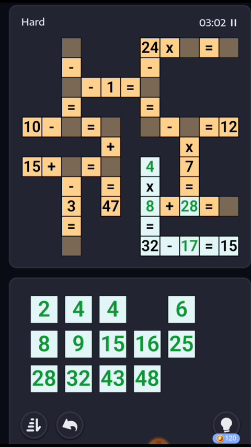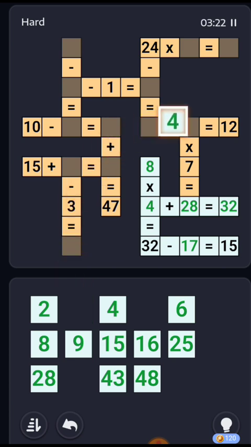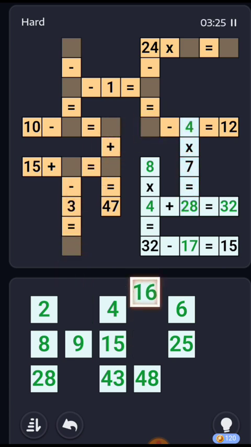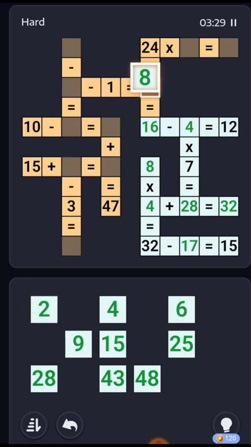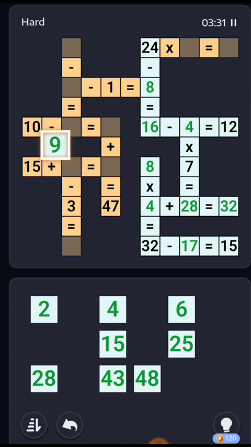Now, 8 and 28 is 36. Since there's no 36, but there is a 32, we know that this 8 and this 4 are not incorrect, but transposed. So there we go. Now we've got a 32. See how you use process of elimination. So there's your 4. And of course, then this is 16 minus 4. 24 minus 8 would be 16. 9 minus 1 is 8.